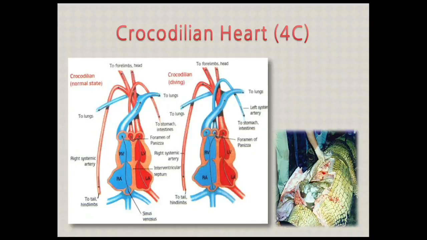So why is it so? Because in the diving state, the crocodile is in need of more oxygen. While in the diving state, we have low oxygen levels. So that is called hypoxic conditions. So if the crocodile is in the hypoxia condition, we need more oxygen for the brain. So in this particular situation we have cut the oxygen transport to the left systemic artery, which is going to the stomach and the intestine.